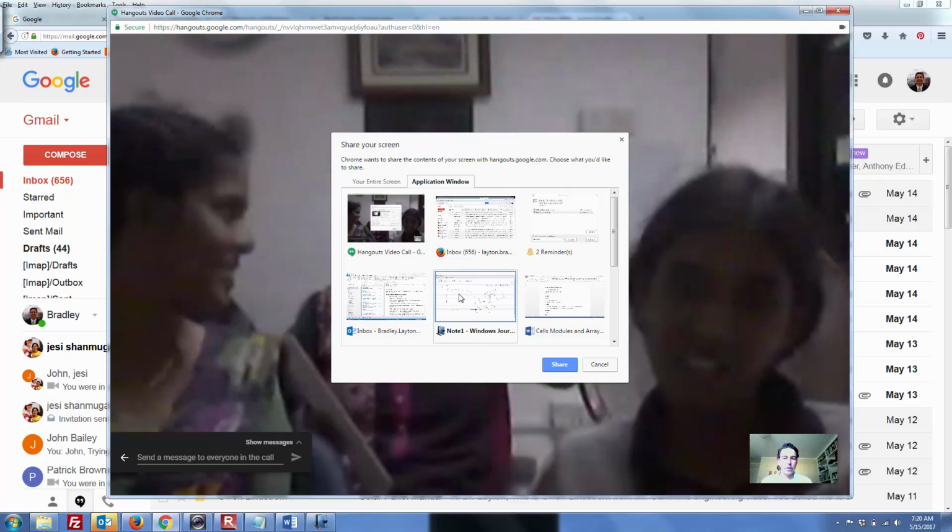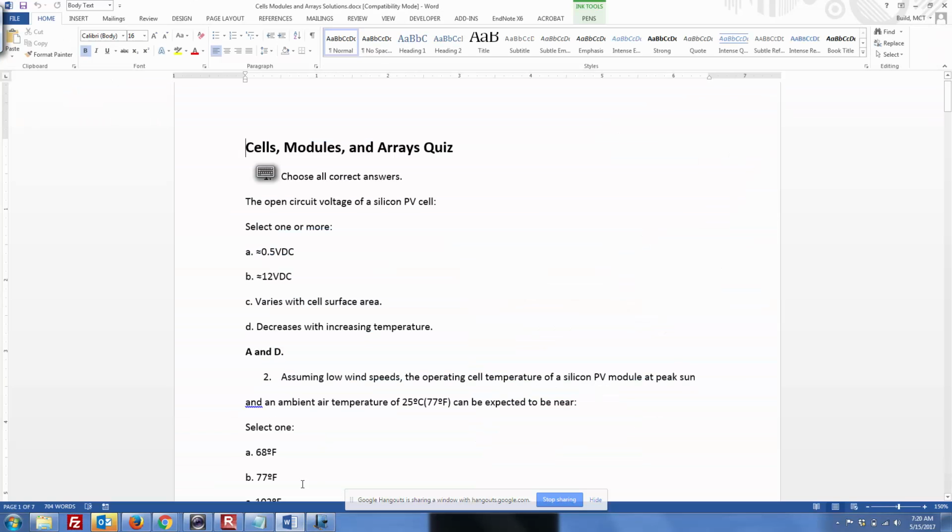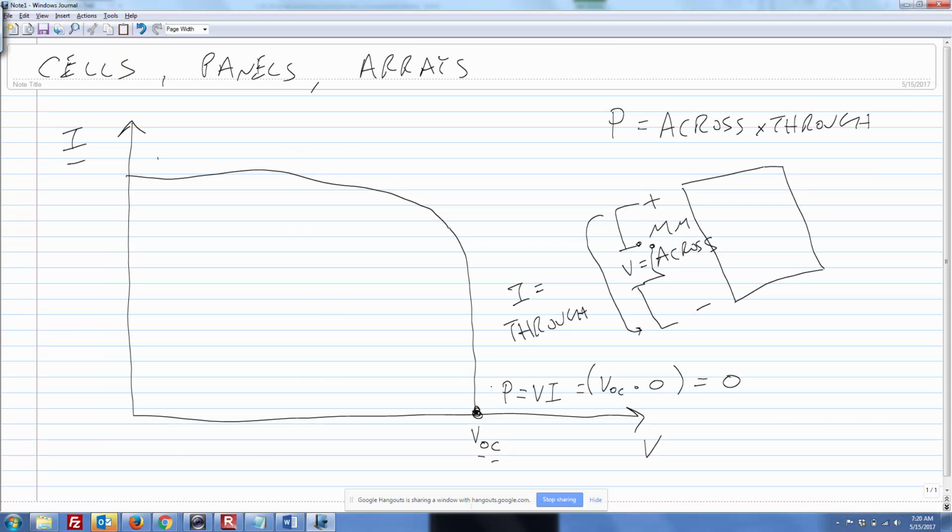Share. Okay, so now I think you can see the screen with my notepad. Yeah. Okay, good. So what I'm covering is the first problem on the quiz. It says the open circuit voltage is what? We want to know what the voltage is, and how that might behave with temperature. So let's take a look here.